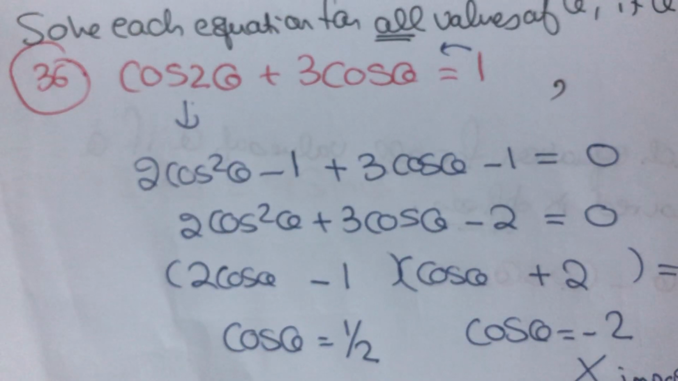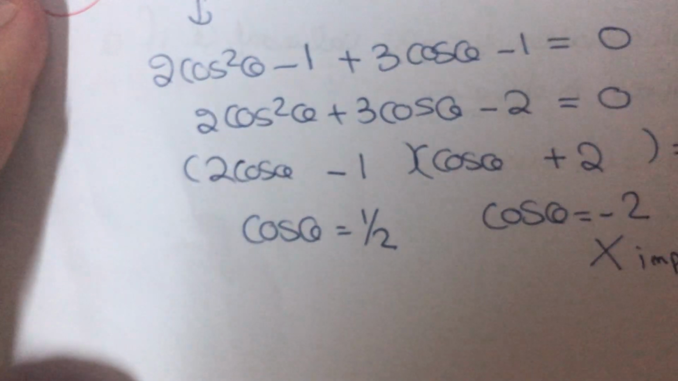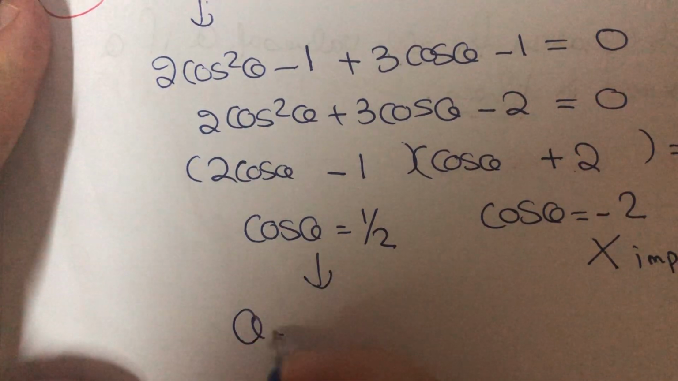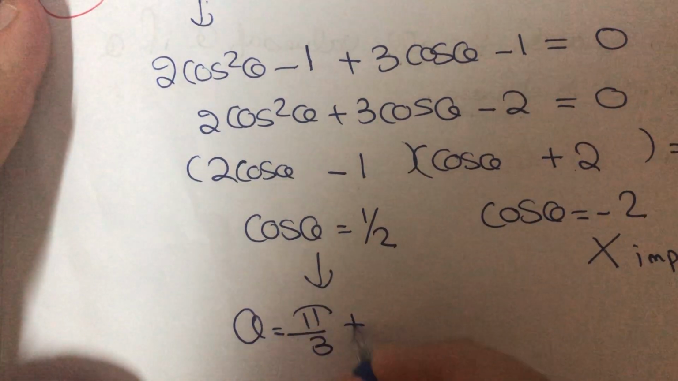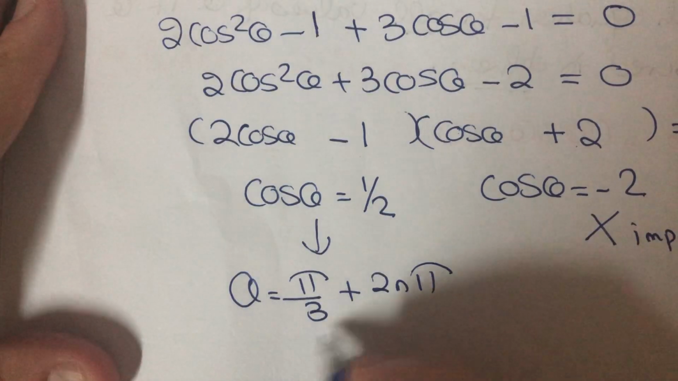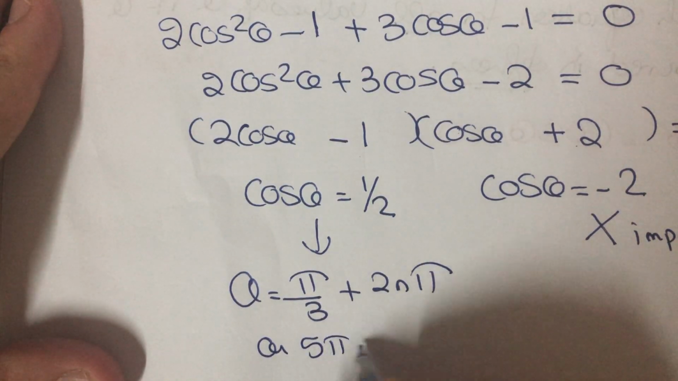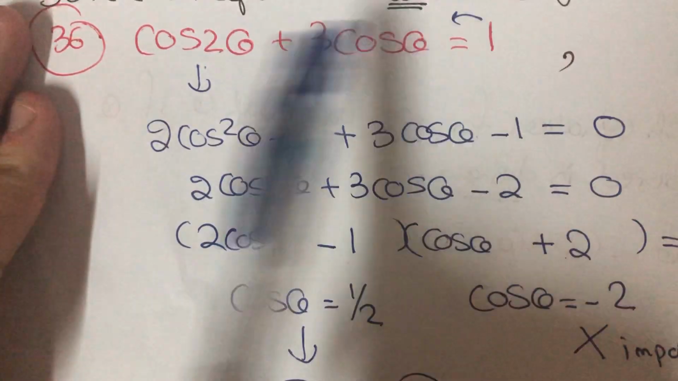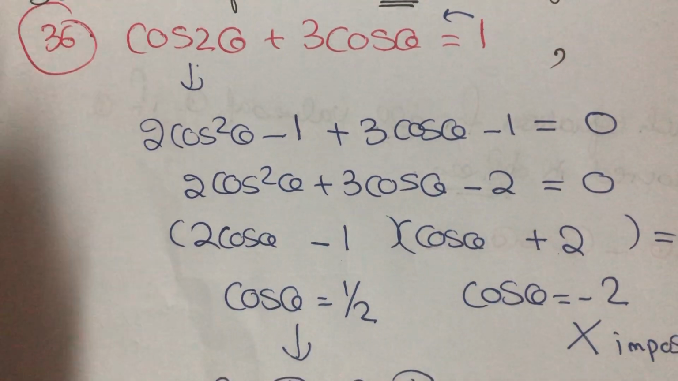Because here they left it open without a specific interval, so you will need to add that. You will tell me that theta is equal to pi over 3 plus 2n pi, or 5 pi over 3 plus 2n pi. And you can substitute in the equation given, and check if you're right or wrong.